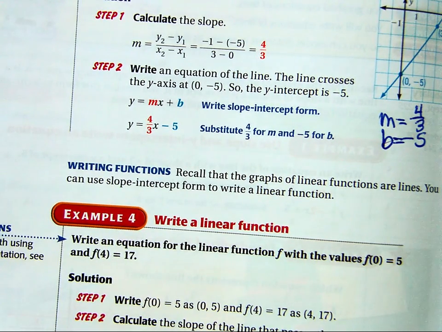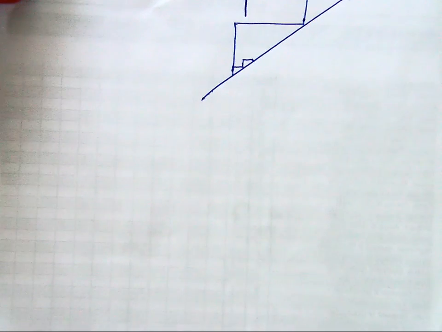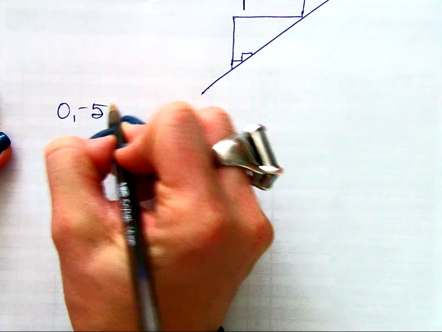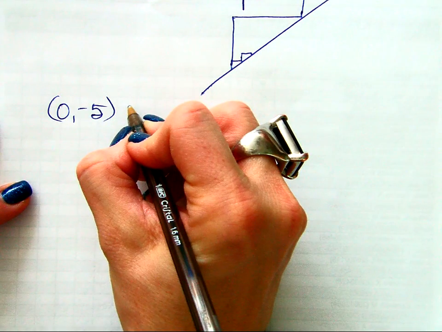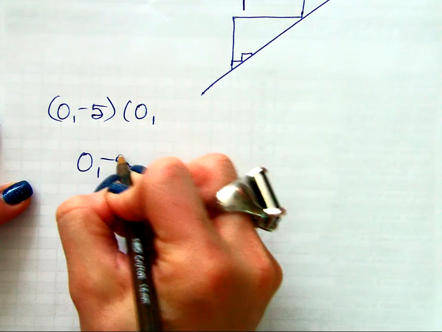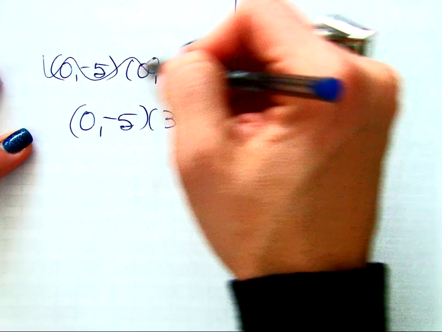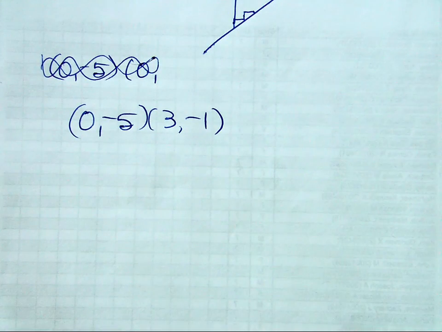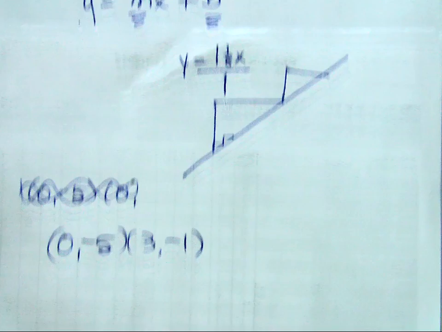Okay? But what if I don't give you a graph? What if I just give you a piece of paper? And on the paper it says, write an equation of slope-intercept form that contains the points (0, -5) and (3, -1). Then what do you do? Well, you don't have that line already plotted for you to just go, whoop, whoop, 4 over 3. So what do you think?